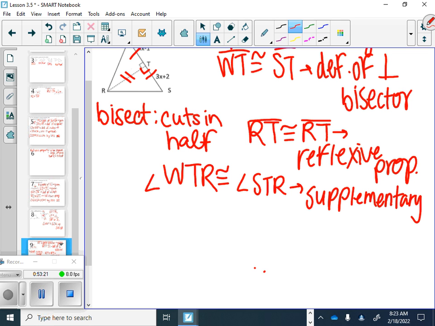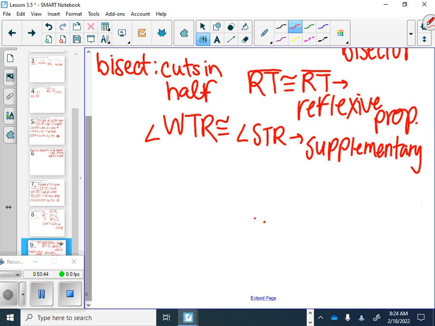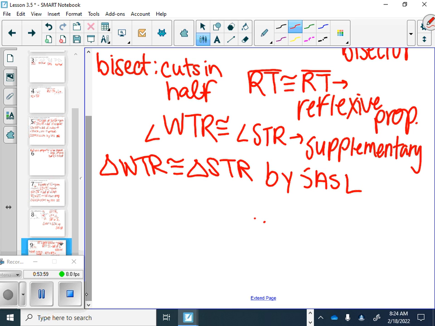Let's say this were a question on your test. If you said definition of perpendicular bisector, that's still correct. So sometimes there are multiple reasons. You just have to choose the one that makes sense to you. Alright, let's double check. Do I have a side, or two sides? Yes. Do I have the angle in between? Yes. So now that I have that, I can say that these two triangles are congruent by side angle side. Yes, SAS.